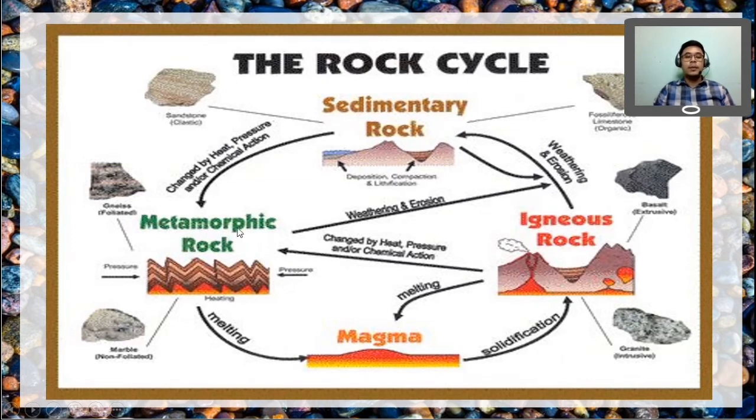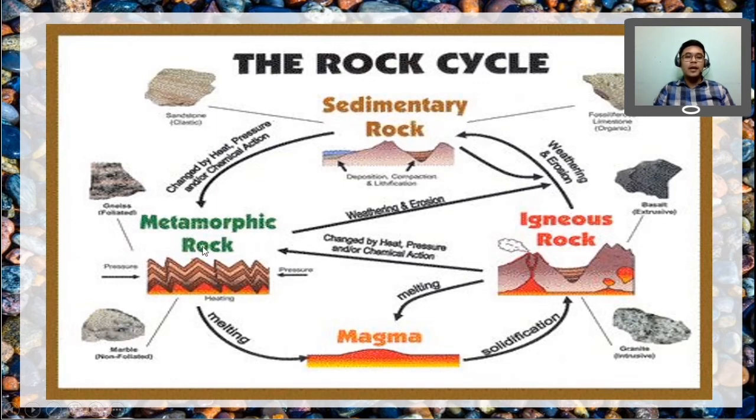While on the other hand, this metamorphic rock, if it underwent the process of melting, it becomes magma, and it can be transformed into an igneous rock, provided that it will undergo the process of solidification. And then once it becomes igneous, we will have the process of weathering and erosion. This igneous rock can be transformed into sediments, small fragments.